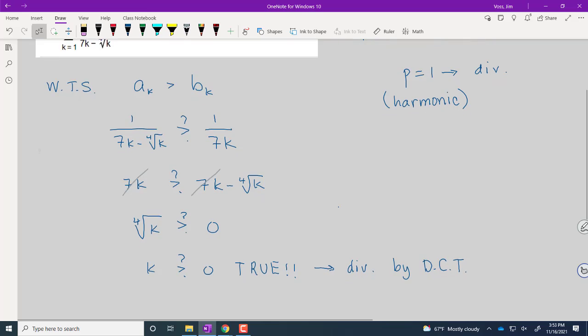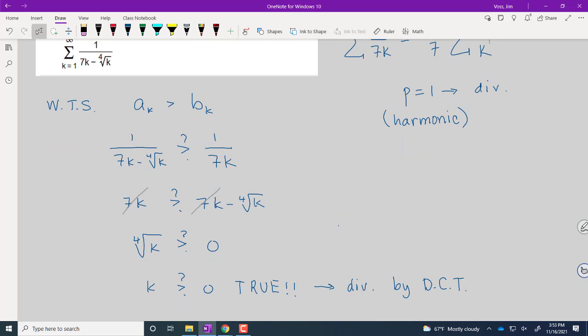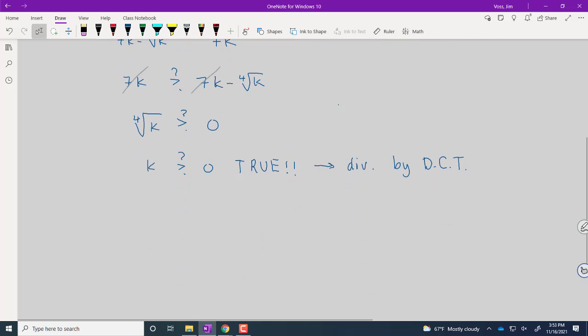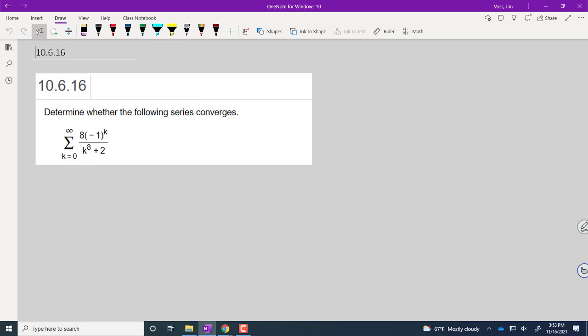So, yeah, so that converges. Oh, excuse me. So that diverges by direct comparison. Direct comparison. Let's get out of 10.